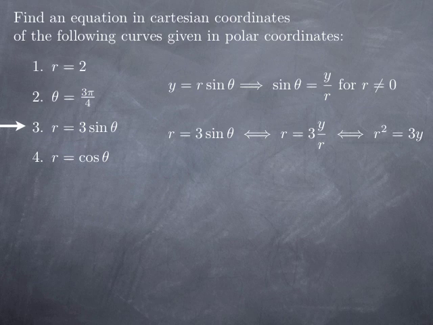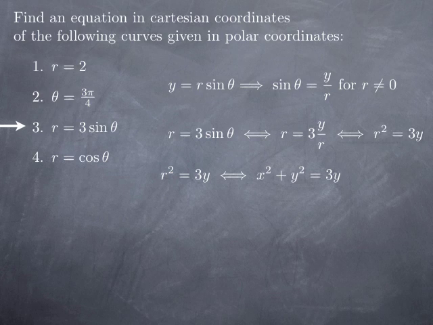Now this is a more convenient way to write it for us, because now r squared is easily expressed in terms of x and y. It is x squared plus y squared, the square of the distance to the origin. So we obtain the Cartesian equation x squared plus y squared equals 3y. And we could leave it that way because this is a Cartesian equation of the curve.